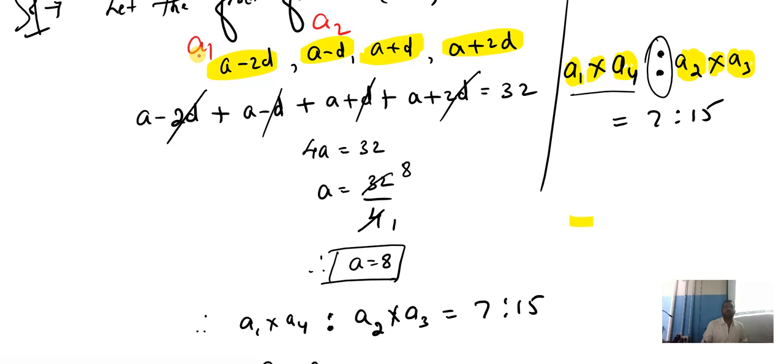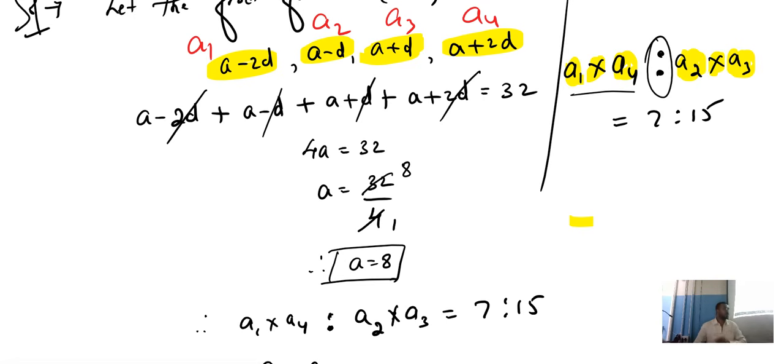Now according to this case, this is my first term, this is my second term, this is the fourth term. Don't write the first term A1 as A. Here A1 is A minus 2D, the second term A2 is A minus D, the third term A3 is A plus D, the fourth term A4 is A plus 2D.